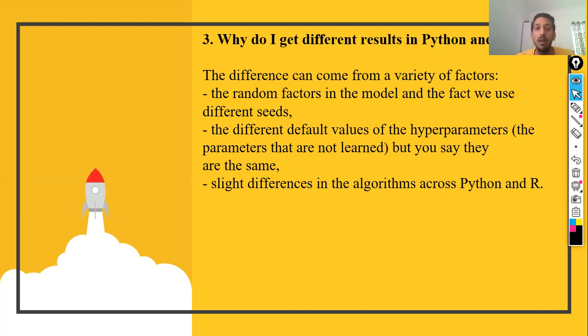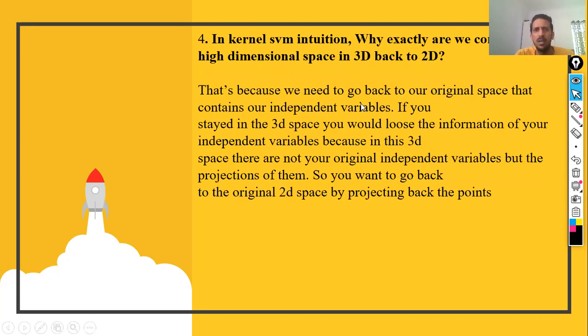The different default values of hyperparameters is also important. Okay, mostly they are the same, but just in case. And there are also slight differences in algorithm across Python and R. Again, this may be 2.3 and that may be 2.35 or 2.4. So when a lot of values like these get multiplied or get added, get subtracted, divided, and then you have an answer, you would notice that there happens to be a minute difference between each other.